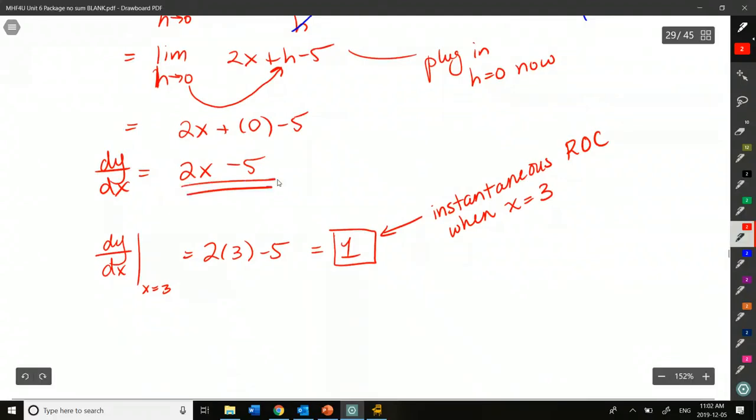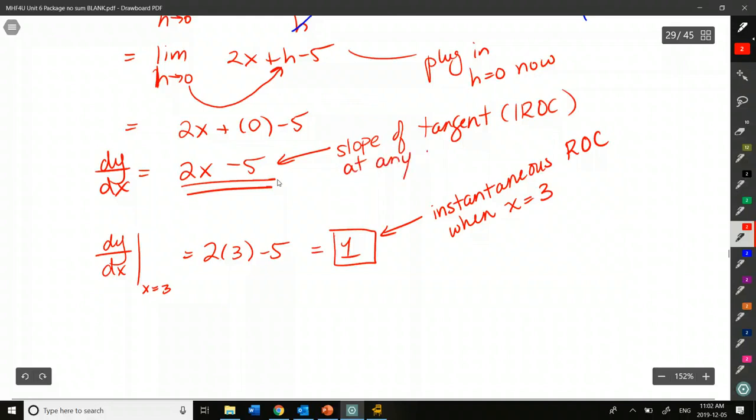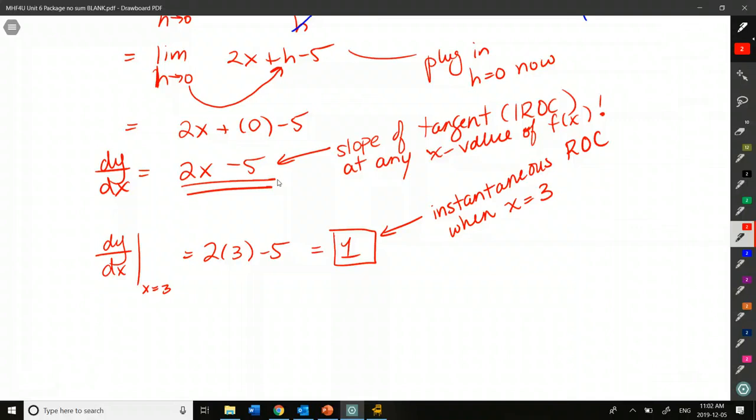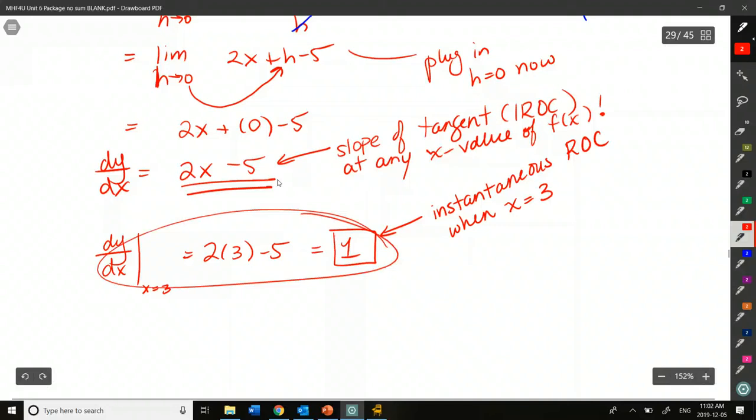This equation that we found right here will allow us to find the slope of the tangent or instantaneous rate of change at any x value for f at x. So now that I have this equation, I can find instantaneous rate of change for any x value I want, just doing a really quick calculation at the end.